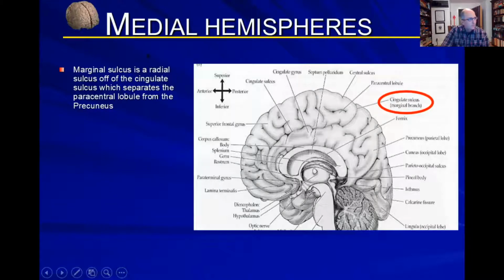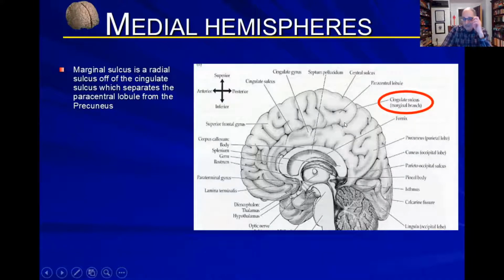On the medial surface of the hemisphere, I just wanted to point out this one particular structure, the marginal sulcus. It is a radial sulcus off of the end of the cingulate sulcus that separates the paracentral lobule from the precuneus. So if you think about that cingulate sulcus coming back, it swings up and becomes a marginal sulcus.